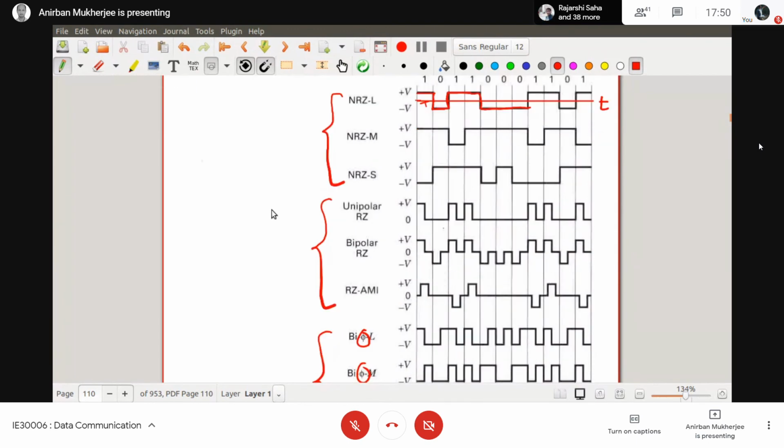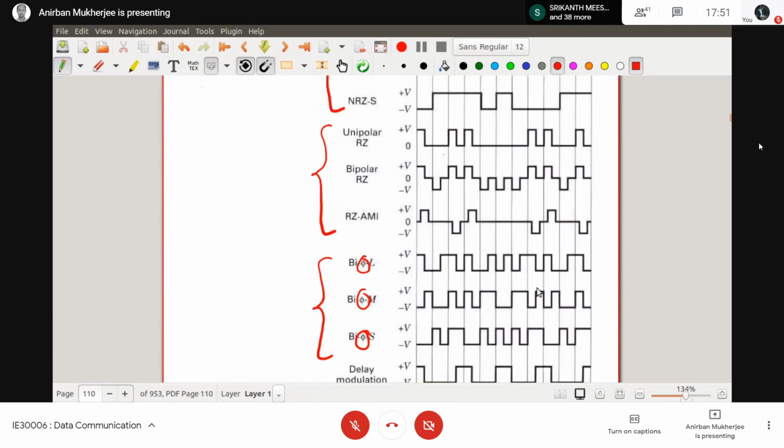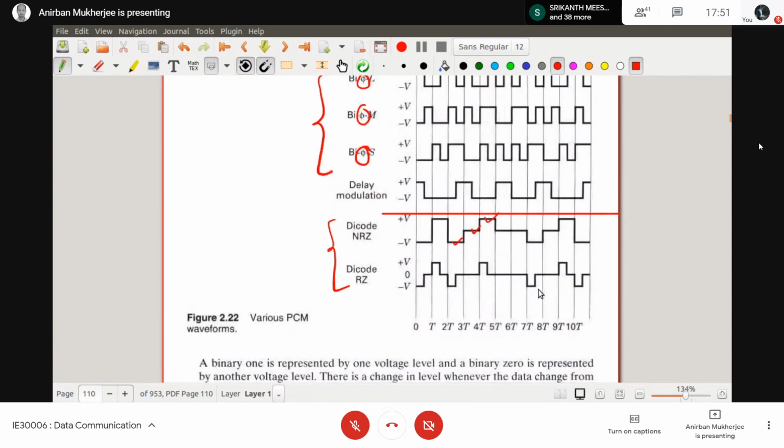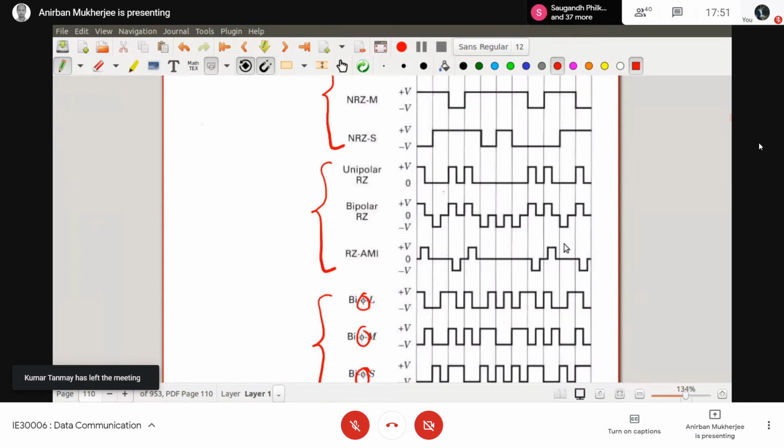So my basic point is that I will represent this PCM sequence by different types of voltage waveforms. Next class I will discuss this. These waveforms will be transferred through the channel. Channel means maybe the baseband channel.